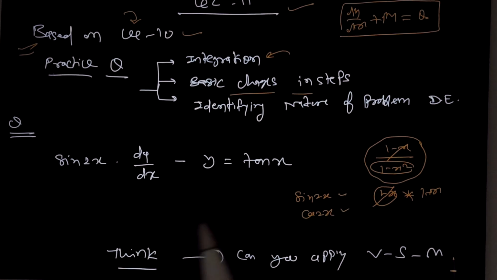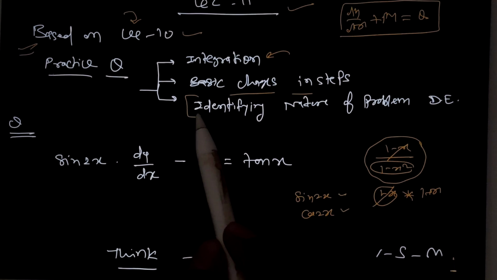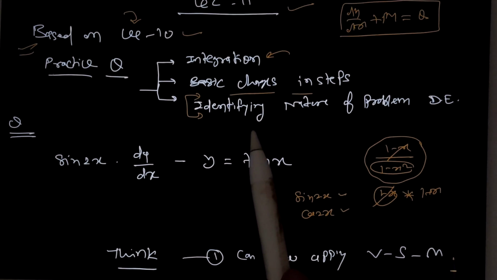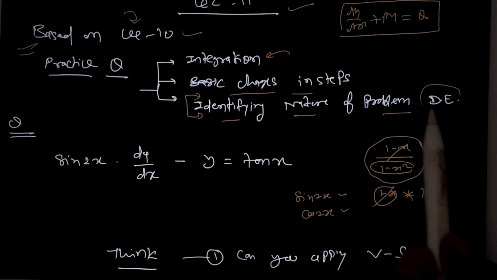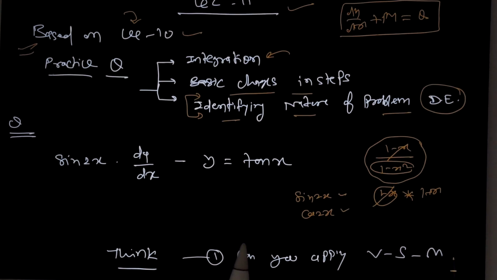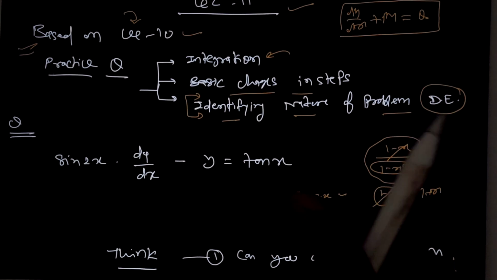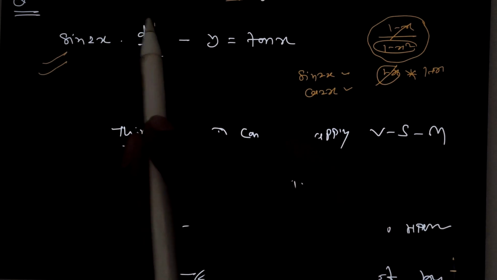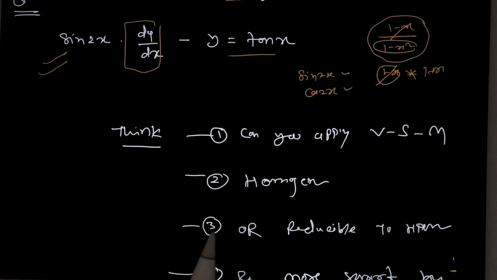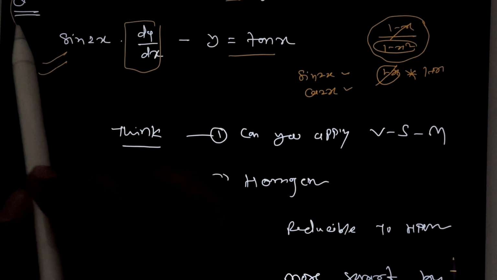And the last very important point related to this chapter: a student should be able to identify the nature of the differential equation. Only then can the student think about which method to apply. So I have taken this question: sin 2x into dy by dx minus y is equal to tan x. This is the question I am going to solve.